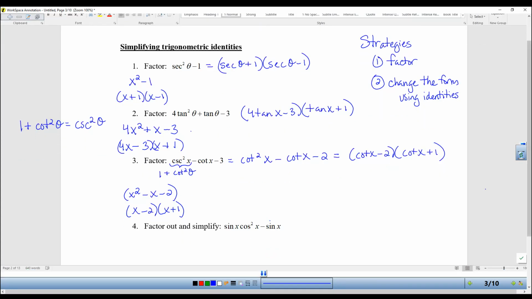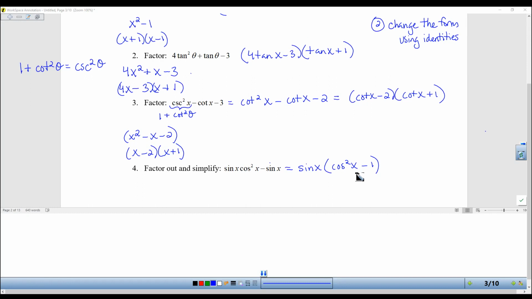Don't forget about factoring out. Just like you normally would, you can take things out. So sine of x comes out and we're left with cosine squared x, and we're left with 1 as a placeholder. Again, our strategy number 2, changing the form using identities. So another Pythagorean identity is that sine squared x plus cosine squared x is equal to 1. Now, I told you in chapter 4 you were welcome to have this written on your appendix in a whole bunch of different forms. 1 minus sine squared x is equal to cosine squared x.